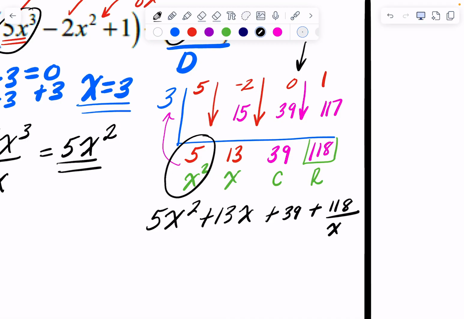The divisor is still x minus 3. Remember that synthetic division is just a trick for dividing, so it's still this answer. Now, if they just say divide, that is your answer.